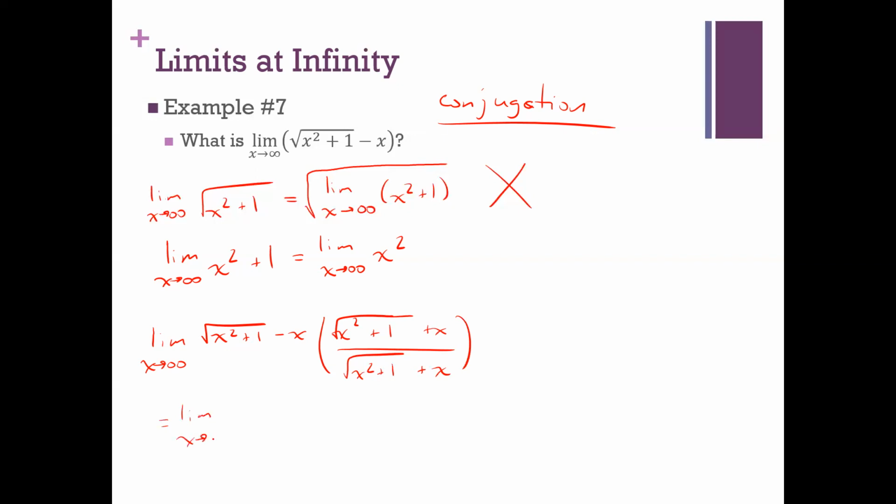Now, as I'm writing this out, what's going to happen to this denominator as x gets really, really big? The denominator, just the denominator, not the whole thing. It's going to go to infinity, right? And what happens when you divide by a really, really large number? It's going to get closer and closer to 0.